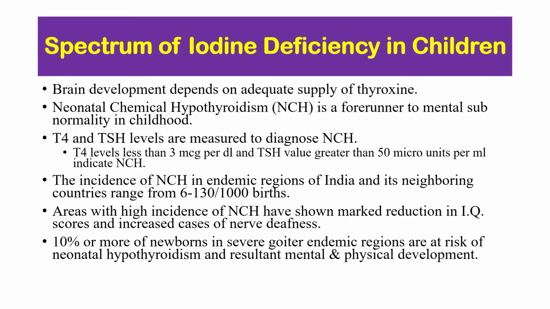Among children, the brain development is adversely affected, which can be seen by having neonatal chemical hypothyroidism, which can be measured by TSH and T4 levels. The incidence of NCH in endemic regions in India and in neighboring countries ranges from 6 to 130 per thousand births. And it has been seen that 10% or more of the newborns in severe goiter endemic regions are at risk of developing neonatal hypothyroidism and resultant mental and physical developmental disorders.